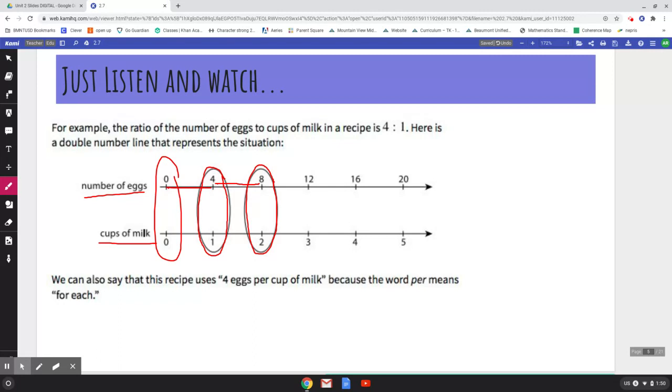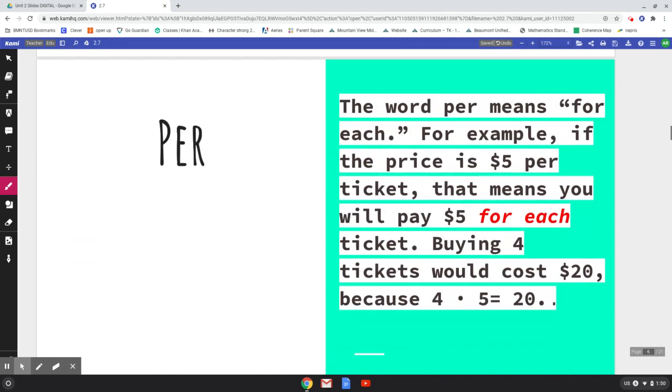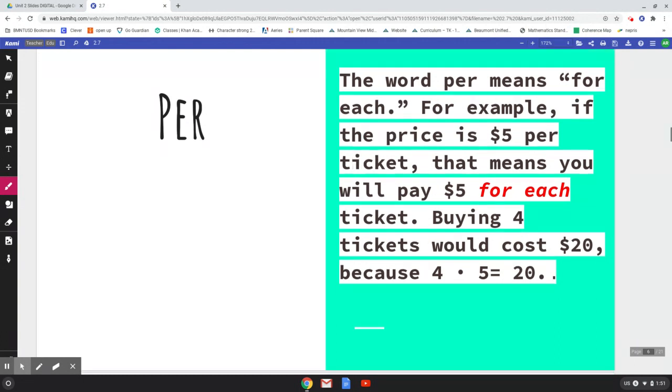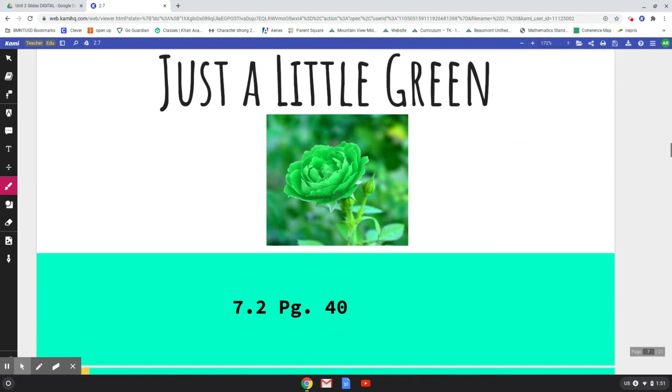So we can also say that this recipe uses 4 eggs per cup of milk because the word per means for each. So per is what we're kind of guiding toward. That's where we're going in the next steps of this. So we have a definition for the word per. The word per means for each. So they give you an example. If the price is $5 per ticket, that means you're going to pay $5 for each ticket. So buying 4 tickets would cost you 4 times 5 or $20. So per means for each. So we're going to be using that word pretty much from here.